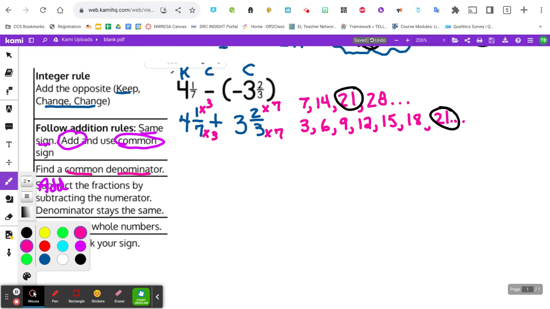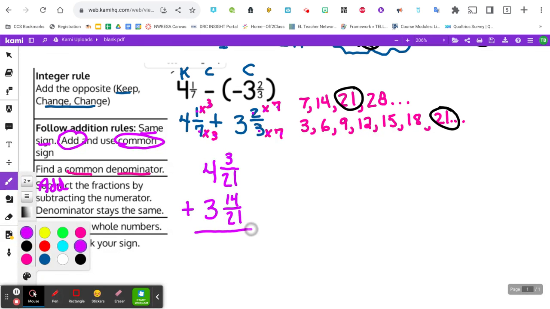And I'm going to rewrite this and stack at the same time, keeping in mind that I have to add those numbers together. So I'm going to have 4 and 1 times 3 is 3, and 7 times 3 is 21, and I'm adding, and then 3 and 2 times 7 is 14, and 3 times 7 is 21.